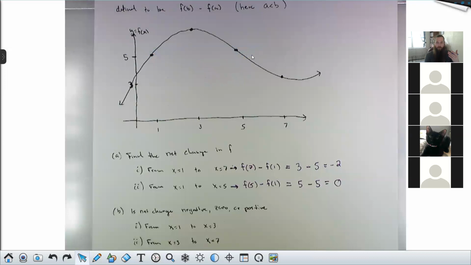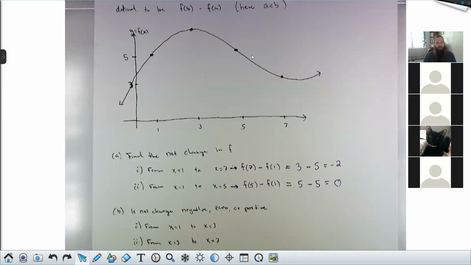So what net change is really measuring is how far above or below you end up from where you started. If you end up above where you started, then your net change is going to be positive because this y value is bigger than this y value. If you end up below where you started, you start over here, you end up over here, then your net change is going to be negative. And if you end up at exactly the same height as where you started, then your net change is going to be 0.